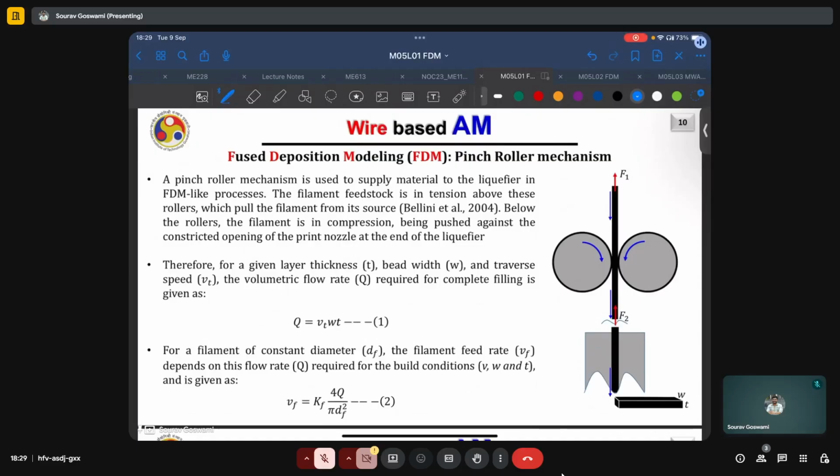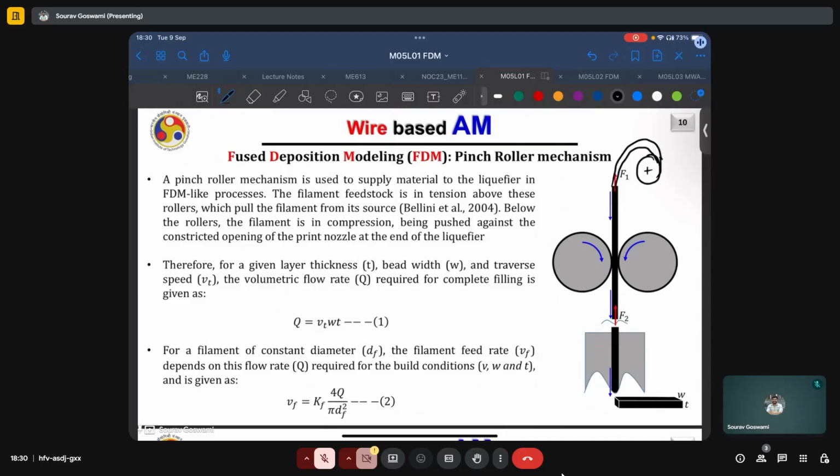The pinch roller mechanism is used to supply material to the liquefier in FDM-like processes, and typically the filament feedstock will be in tension above these rollers because, as we said, it is connected to some spool of wire, which is not free, but rather it will rotate at some specified rate to feed the wire. And so above the rollers, the filament wire is in tension, which pulls the filament from its source.